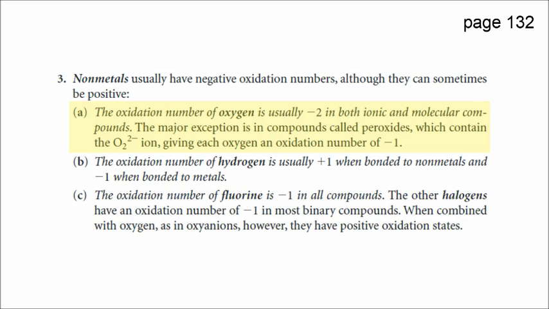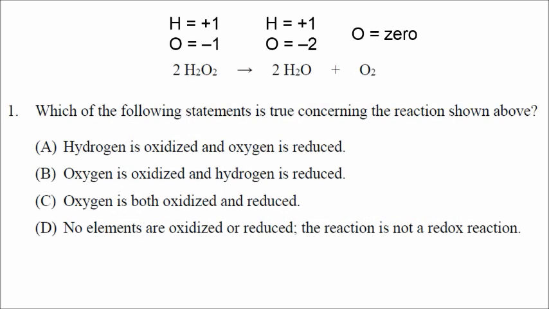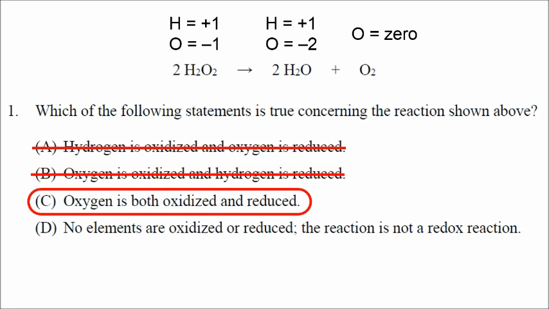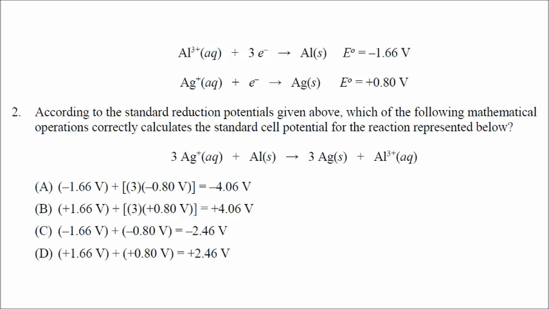On page 132, they say that in compounds called peroxides, the O2 2- ion gives each oxygen an oxidation number of -1. So hydrogen is +1 on both sides of the equation, so hydrogen is not changing at all. Oxygen is going from -1 to -2 in water, so oxygen is being reduced, but it's also going from -1 to 0 in oxygen gas, so it's being both oxidized and reduced. Correct answer is C.